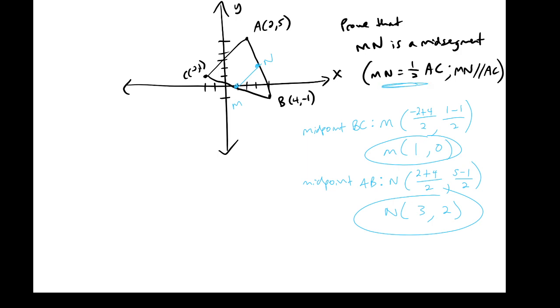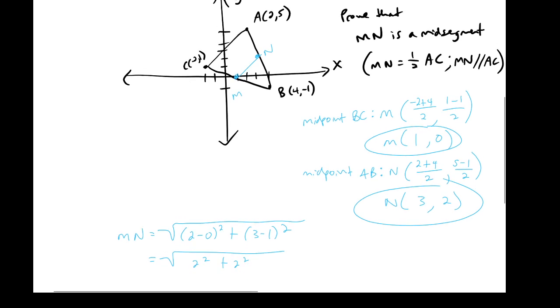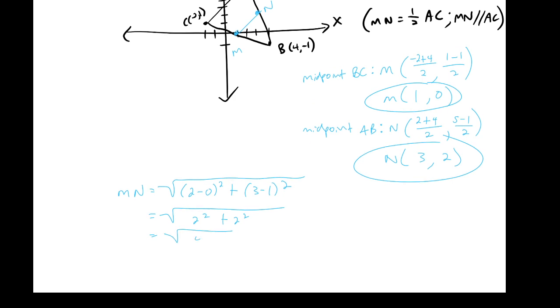So let's first deal with the distance. We have to find what MN is equal to, the distance of MN. Remember the distance formula, big square root sign. It's going to be the difference of the y's, 2 minus 0 squared plus 3 minus 1 squared. Big square root. It's going to be 2 squared plus 2 squared. So that's going to be the square root of 4 plus 4, which is root 8, which simplifies as 2 root 2, 4 times 2, square root of 4 is 2.